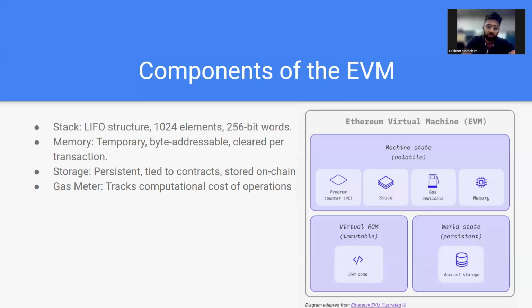For the storage of the contracts, the contract data, the account information and all of that, a persistent storage is tied to the contracts, and this is stored on the network chain itself, which also means that it has a certain cost associated with it. And then there's of course the gas meter, which tracks the computational cost of all the operations.